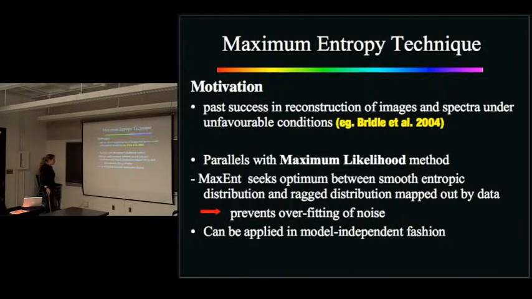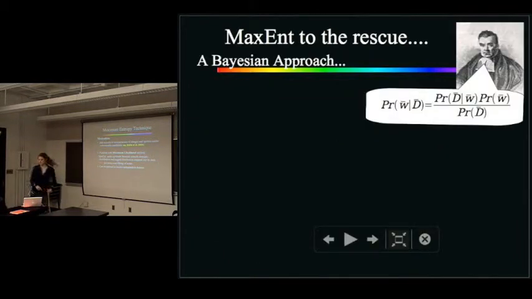So in the maximum entropy technique, basically it seeks an optimum between the ragged distribution, which is very structured and mapped out by the data, and a smooth distribution, which embodies your prior information. But I'll have to obviously explain a bit more. And this prevents overfitting to noise, which is something you're always worried about with the maximum likelihood method. We try to apply it in the most model-independent fashion possible.